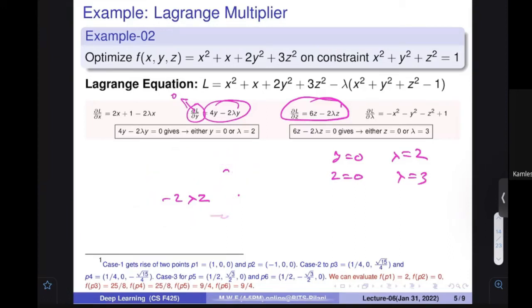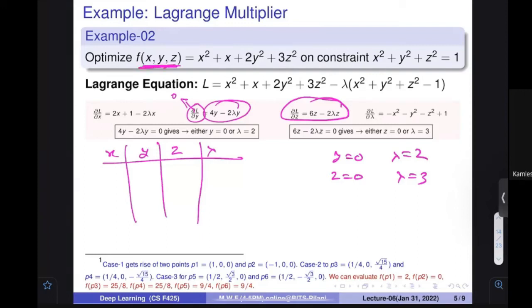So using these two conditions, you can create a set of equations, because we are interested to find out the value of x, y, z and lambda. Actually, we are not interested in lambda. We are only interested in x, y and z, because this is what the function is. But we are writing z because we also have a slack variable right now.